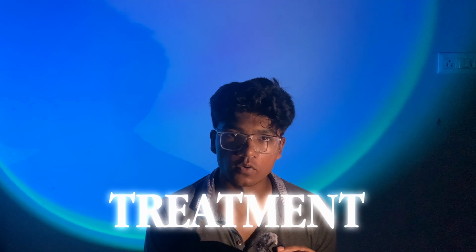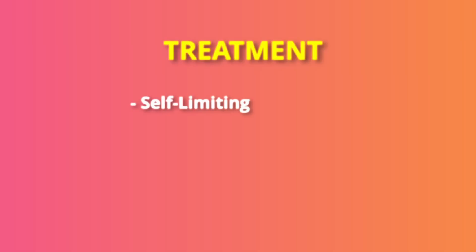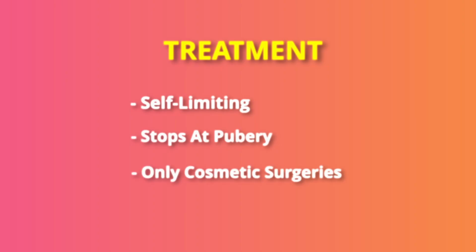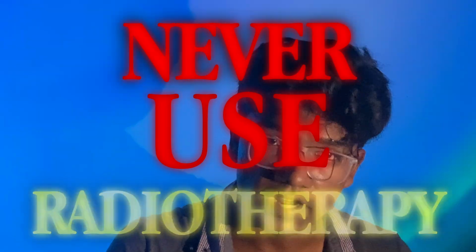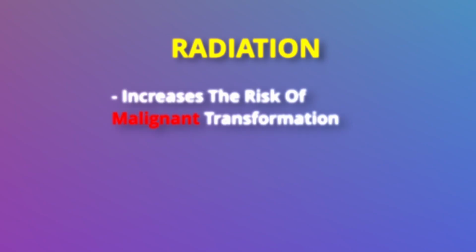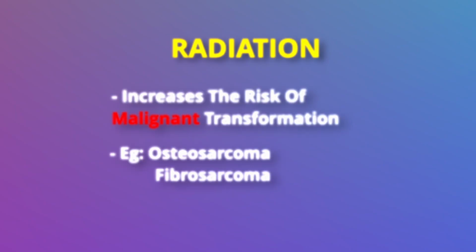The treatment and prognosis. Fibrous dysplasia is usually self limiting. It generally stops growing when the patient reaches puberty. So, we stick to cosmetic treatments later in life. But listen to me closely. Never use radiotherapy. Radiation dramatically increases the risk of malignant transformation into osteosarcoma or fibrosarcoma.